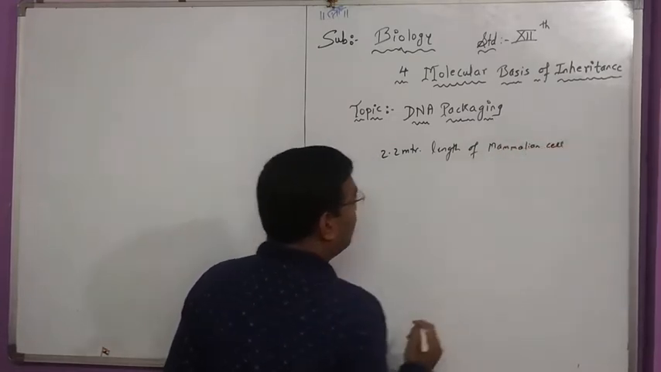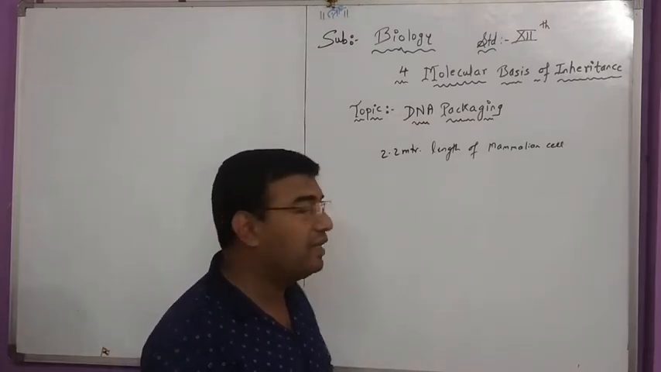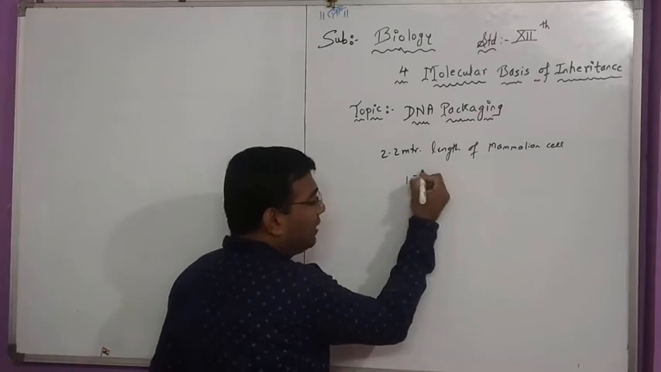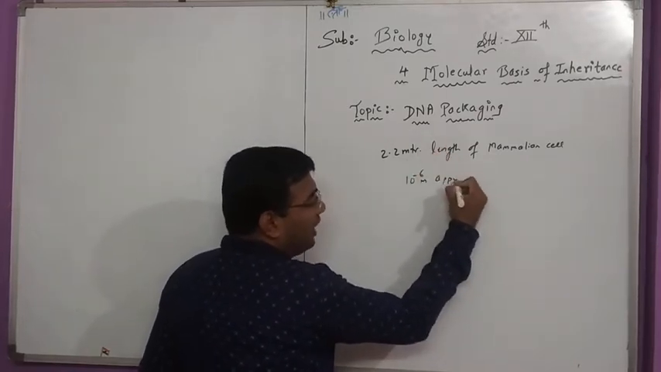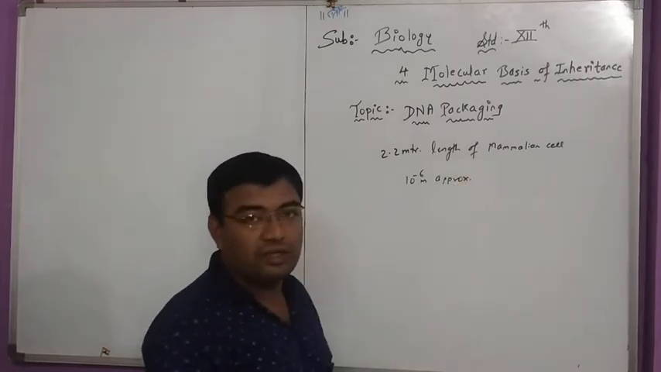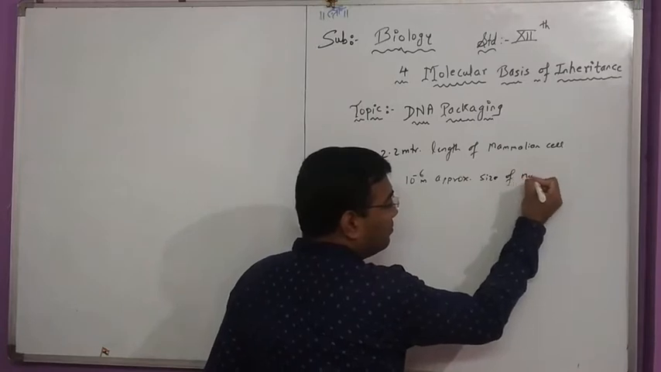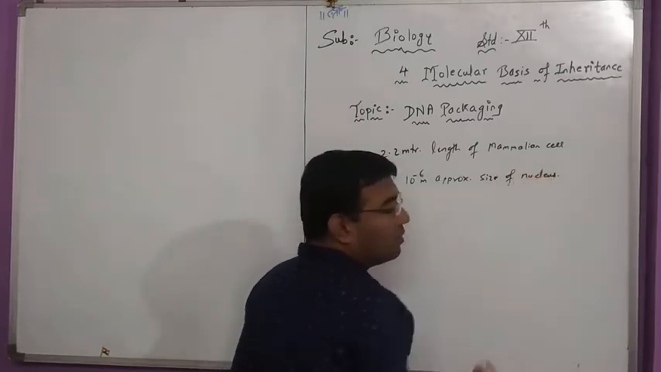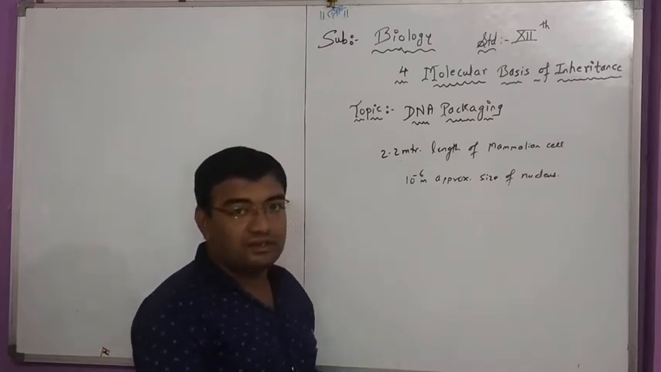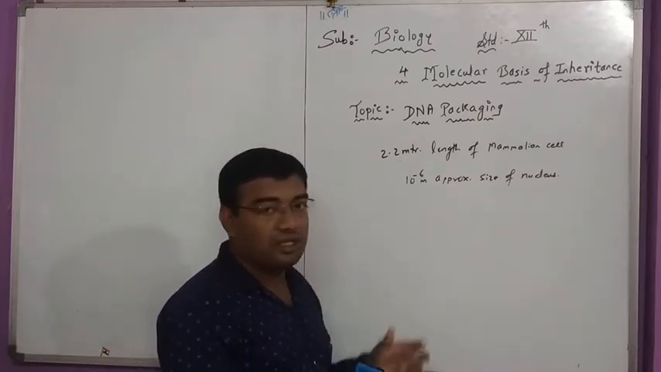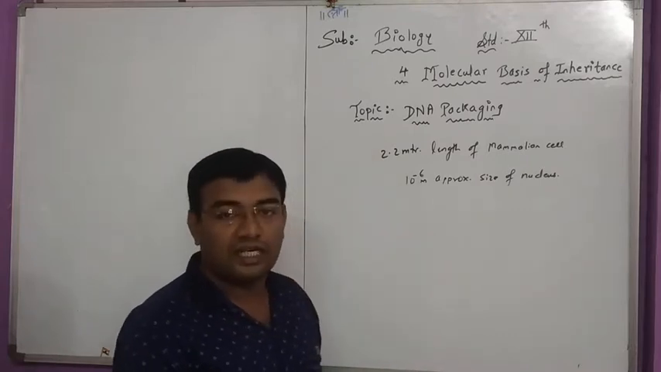Mammalian cell DNA, okay, and the size of the nucleus is very small. It is almost 10 raised to minus 6, the approximate size of the nucleus in meters. So one question arises here: the length of the DNA is too big and the size of the nucleus is very small. So how does this genetic material fit in the nucleus?